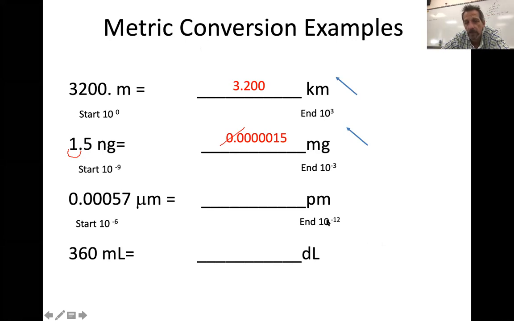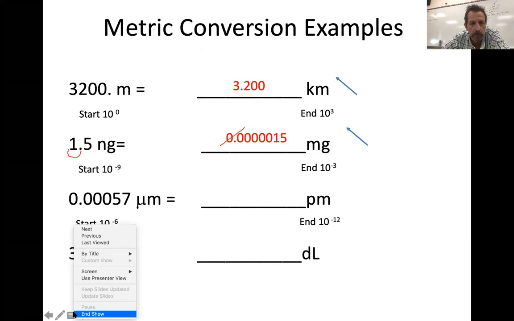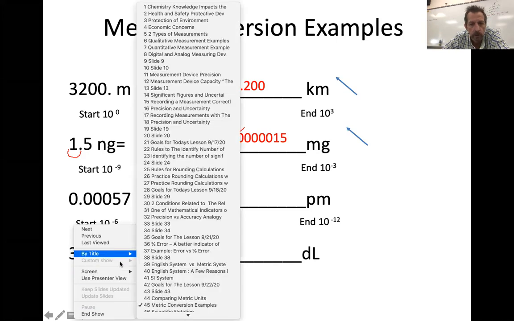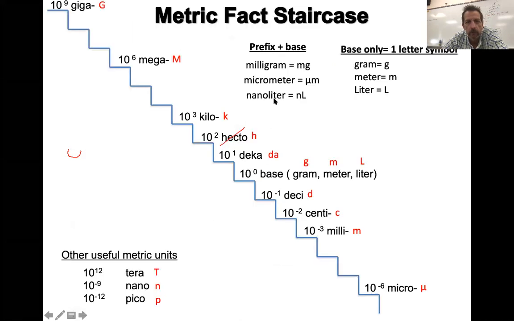Right? Pico has a meaning of 10 to the negative 12. So let's go back to our metric staircase. We're going to be going from micro to pico now, micrometer to picometer. So by title, slide 43, there we go, from micrometer to picometer. So here we are at micro, 10 to the negative 6, and we're going to fall downward till we hit pico. Well, we'd fall 6 spaces to go from negative 6 to negative 12.